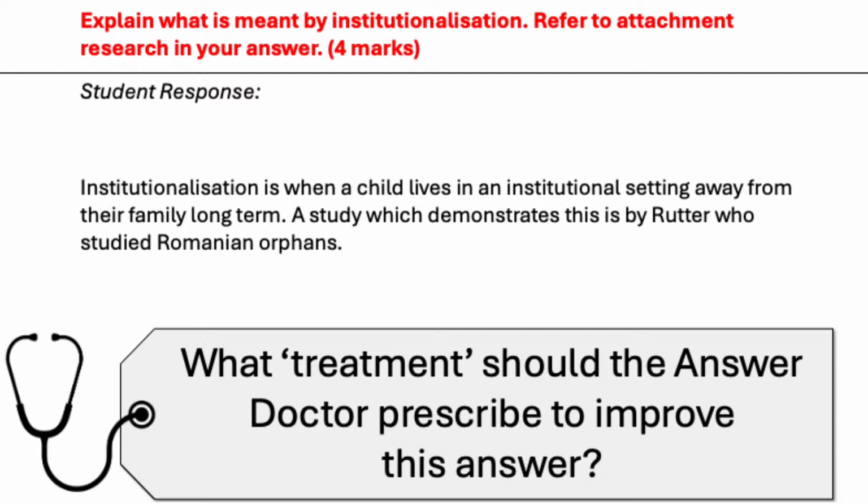Yeah, so Molly, you said talk about orphanages. We can definitely talk about orphanages here. And some of you are saying, okay, what are the findings of Rutter? Yeah, really well done. So a study that demonstrates institutionalization is Rutter, but nothing else is said about it. Well, actually, how does it demonstrate institutionalization? So can anybody remember what Rutter's finding presented?